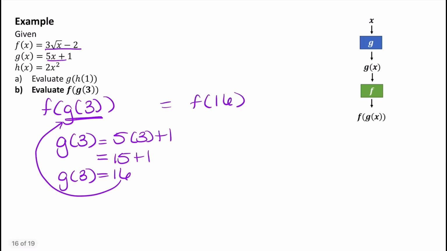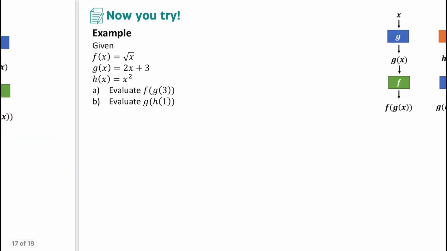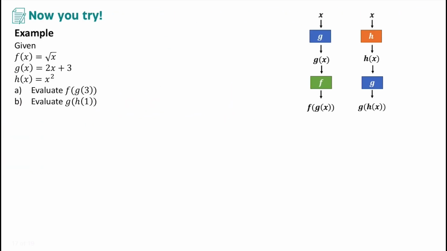So I'm going to go to f of x and plug in 16 for x. That gives me 3 times the square root of 16 minus 2. I know that the square root of 16 is 4, so I have 3 times 4 minus 2. 3 times 4 is 12, so I have 12 minus 2, which gives me a final answer of 10. So that's how you evaluate a composite function if you're given a specific number. Now you can go ahead and pause the video and try this example on your own.